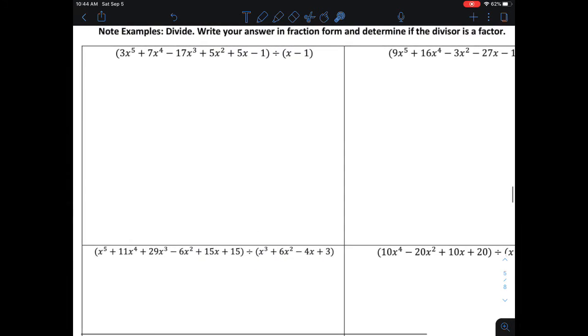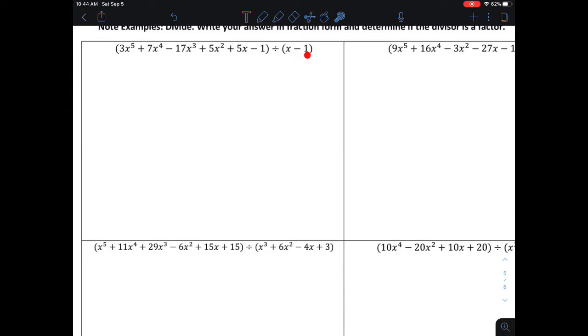Synthetic division you do if you're dividing by a linear factor, and it's easiest when this coefficient is 1. You can do synthetic division when this coefficient is not 1, you just have to be very careful. However, we're just going to do coefficients of 1 in this video, and when it's not 1, or if it's a different degree, we're going to do long division.